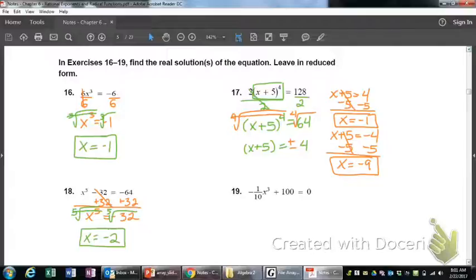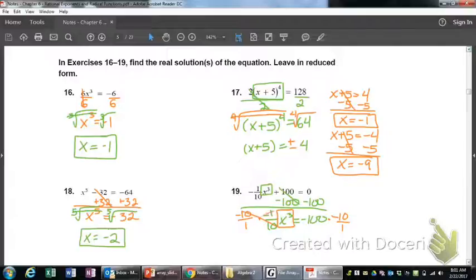For number 19, the first thing you're going to do is get x cubed by itself. In order to do that, you're going to go ahead and subtract 100 from both sides. So you subtract 100 from both sides and you're left with negative 1 over 10 x cubed equals negative 100. You need to still get x cubed by itself. So you're going to multiply both sides by the reciprocal. So I'm going to multiply by negative 10 over 1.